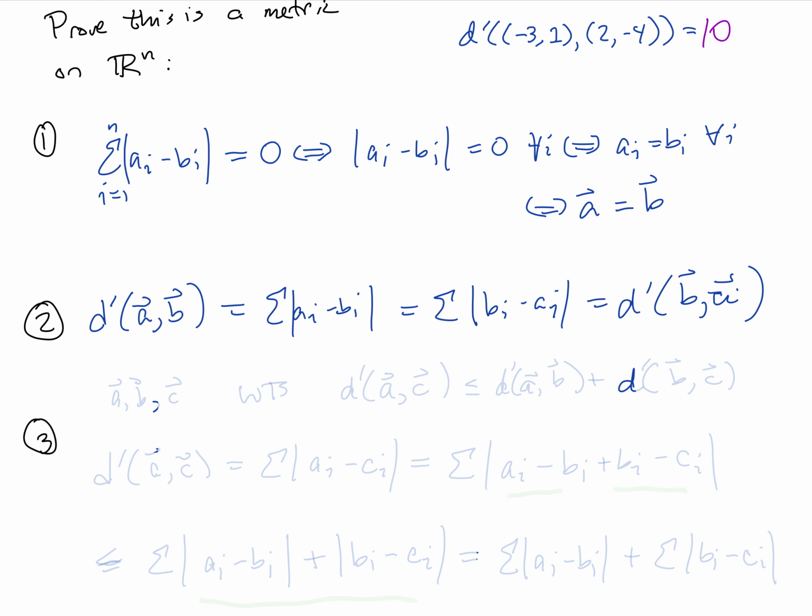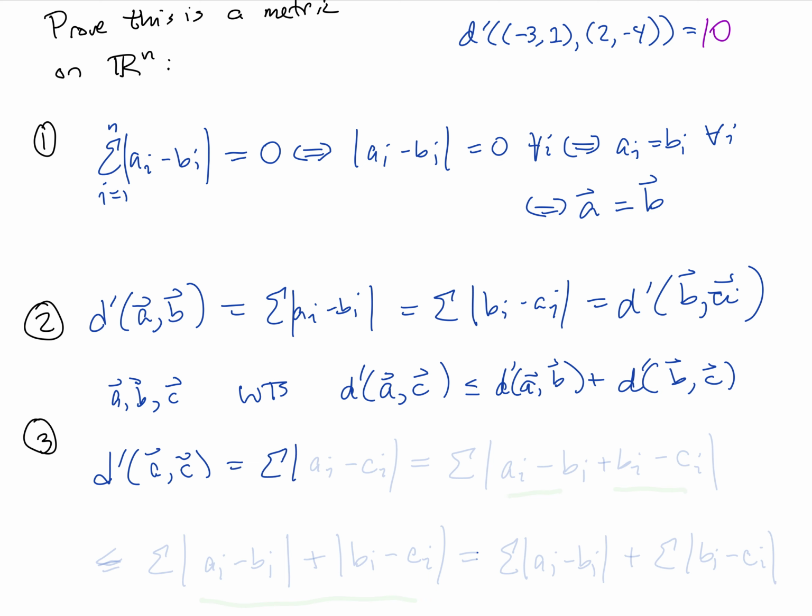If we have 3 points, A, B, and C, we want to show that the distance between A and C is going to be less than or equal to the distance between A and B plus the distance between B and C. So that's what we want to show for the triangle inequality. To show that, let's look at the distance between A and C in this taxicab metric.